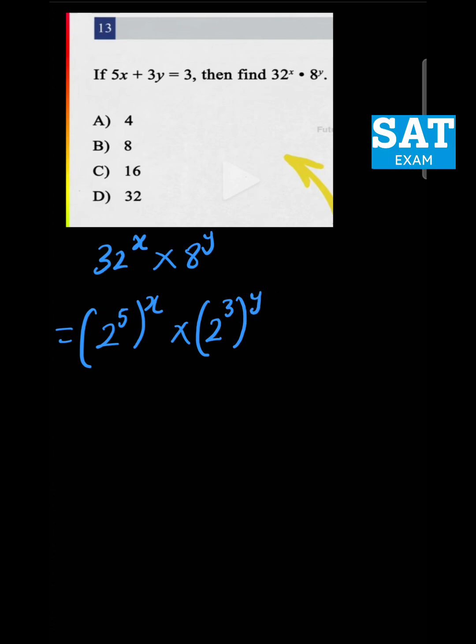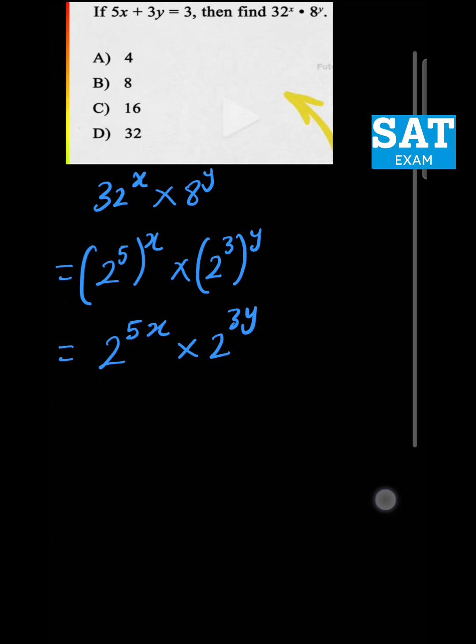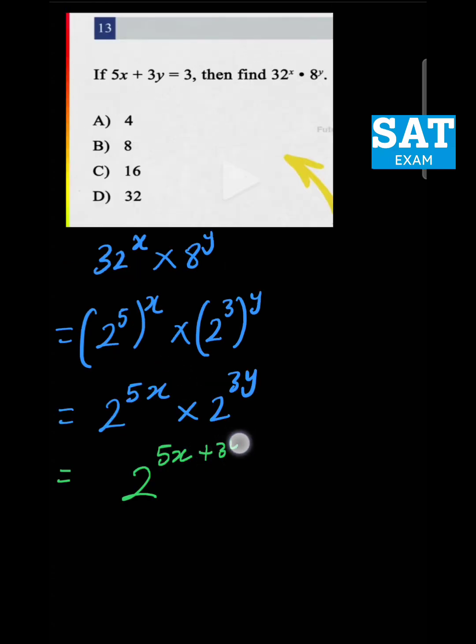So the next thing we're going to do is to multiply the two powers together. So this is going to be 2 raised to the power of 5 multiplied by x, which gives us 5x. Then multiplied by 2 raised to the power of 3 multiplied by y, which gives us 3y. So recall the multiplication property of indices. When you have exponents with the same base and there's multiplication, all we do is write one of the bases that are the same, which is 2, then we add the powers. So the first power is 5x plus 3y.